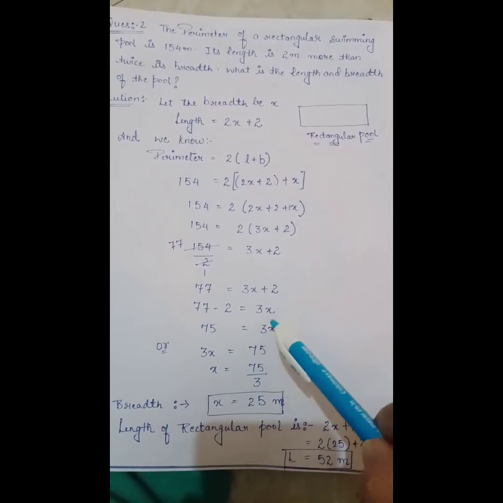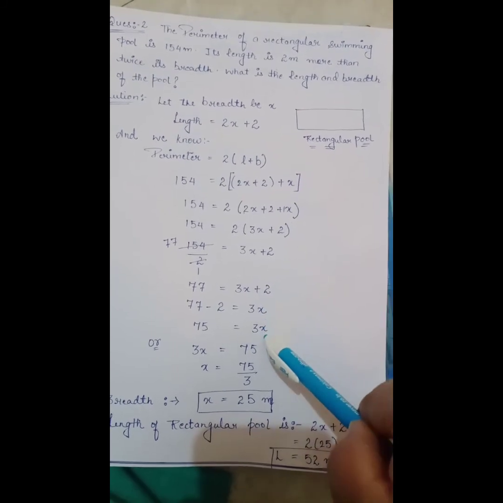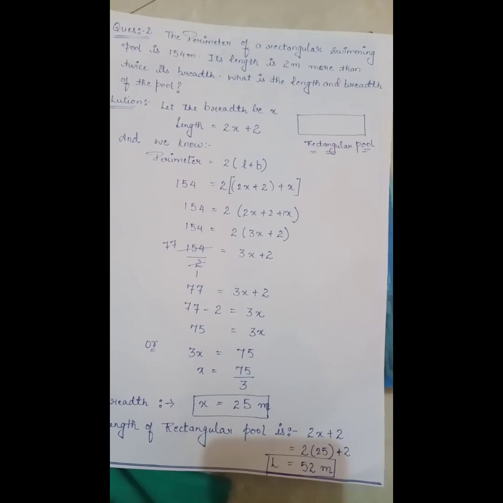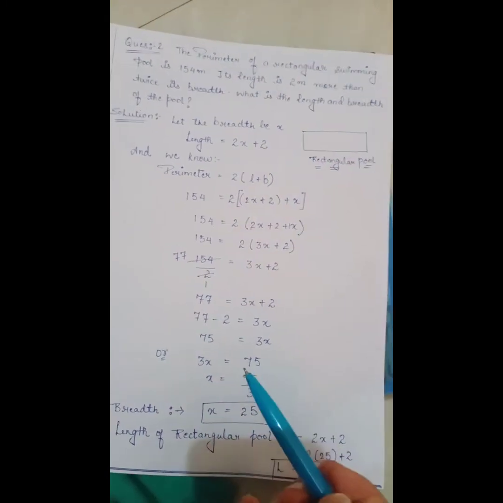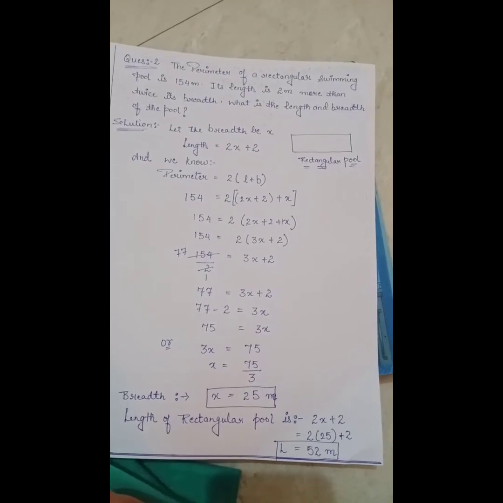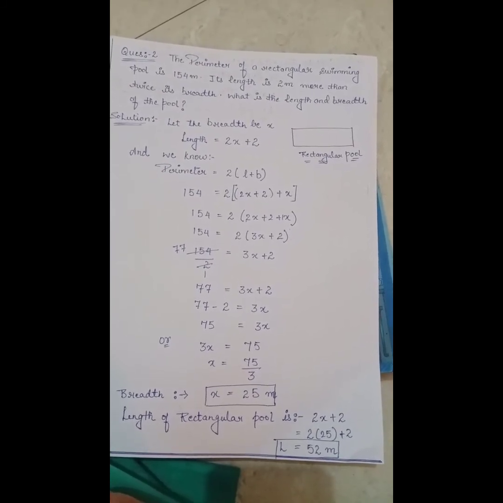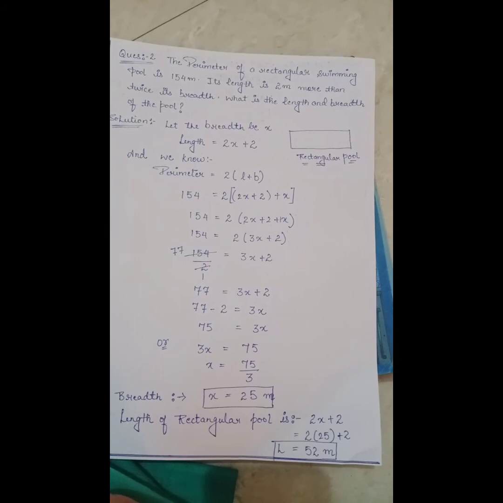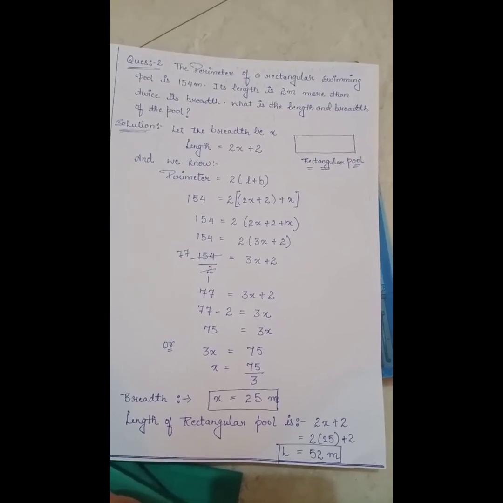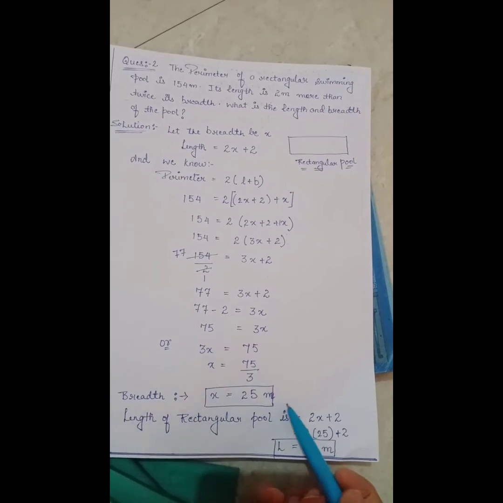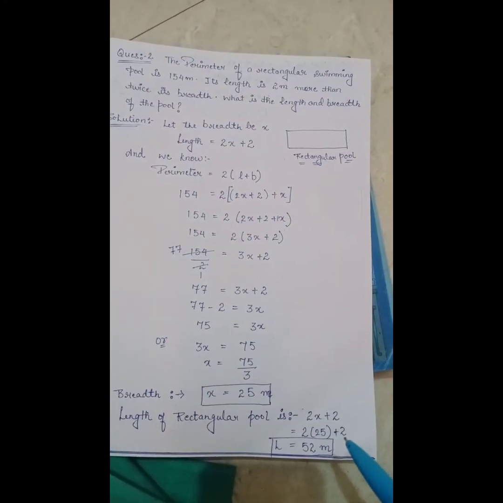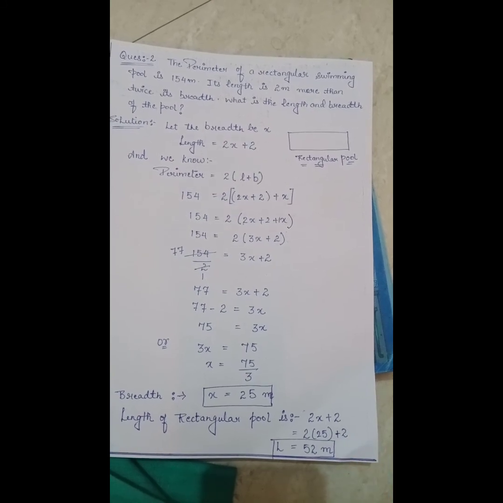Now we want the value of x. We don't want the value of 3x. So eliminate 3 by dividing both sides by 3. x is equal to 75 by 3. This means you get the value of x here, 25. But we want the length also. So what is the length of the rectangular pool? 2x plus 2. 2 times the value of x, 25, plus 2 ultimately gives you 52.